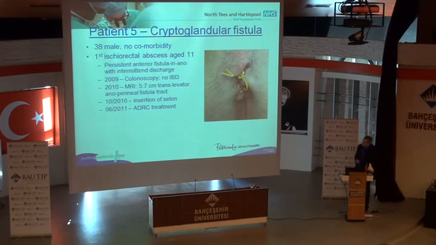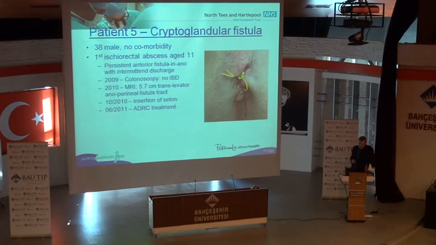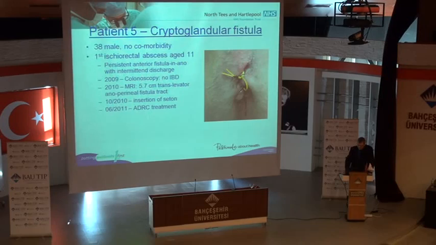I've got a couple of patient pictures. This was a 38-year-old male patient who had otherwise no comorbidity. He's been plagued a long time with a persistent anterior fistula in ano. He was excluded for inflammatory bowel disease, so there's no Crohn's disease. On the MRI, we found an anterior tract which was 5.7 centimeters in length. He had a seton inserted to control the sepsis, and this was the status when we started with the lipoaspiration and lipofilling procedure.